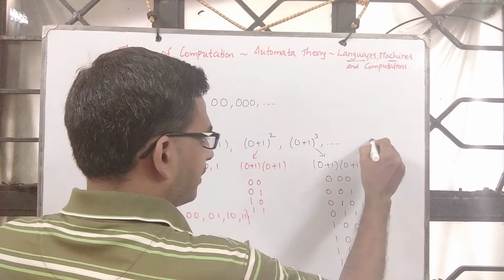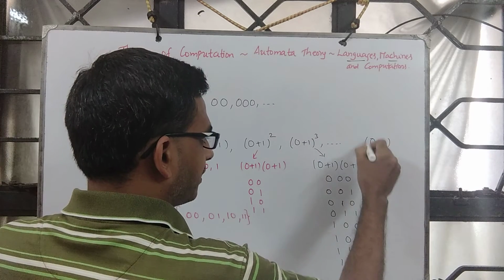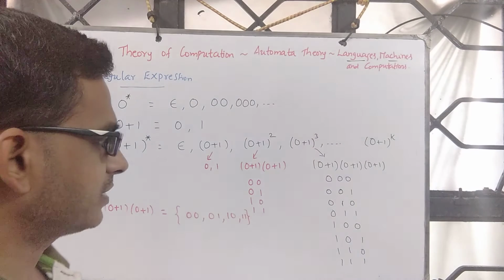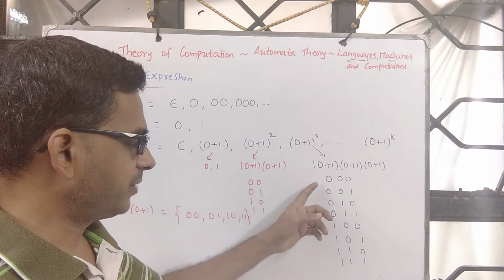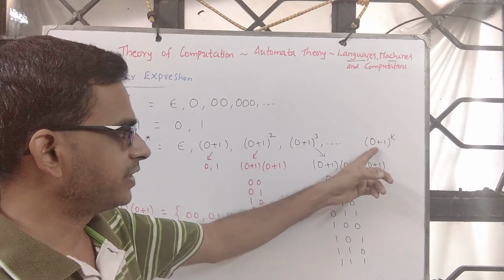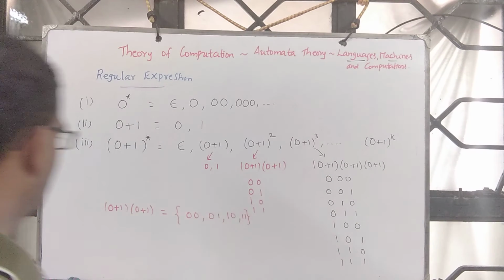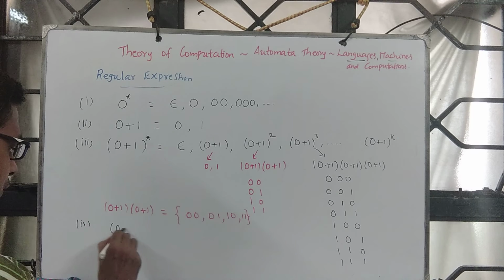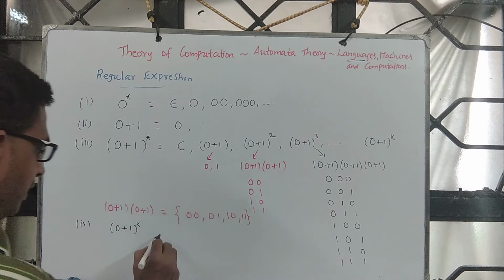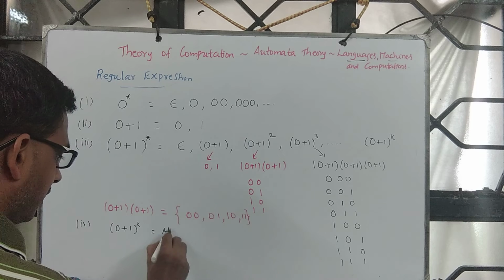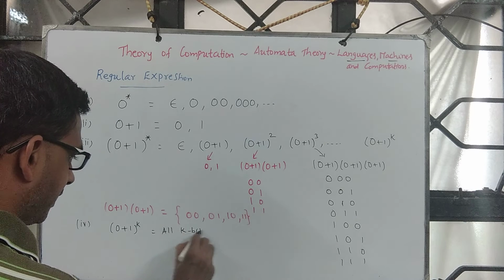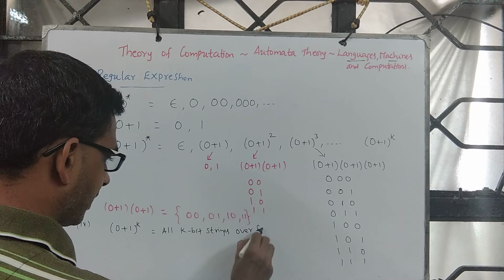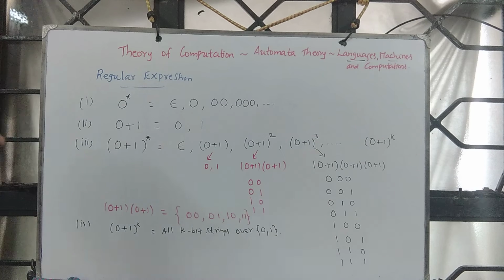So in general, (0+1)^k means all possible k-bit strings over the alphabet {0,1} can be listed using this. So when we say (0+1) to the power k, what do we get? All k-bit binary strings, or strings over the alphabet {0,1}.